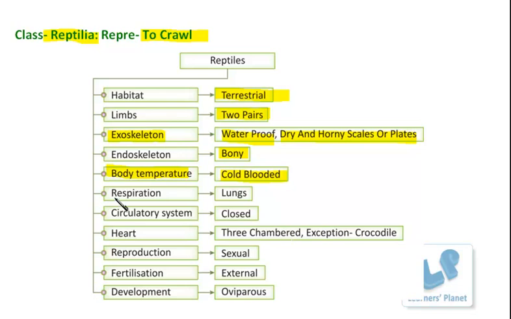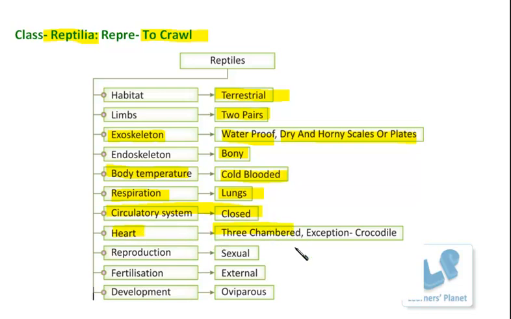Regarding respiration, these animals have the lungs for this particular purpose, that is for respiration. But I should say that gills are present during the embryonic development. Post that, these gills are totally absent, or they are not at all used in these organisms, but lung is the chief respiratory organ. Circulatory system is of course closed, and the heart is three-chambered.